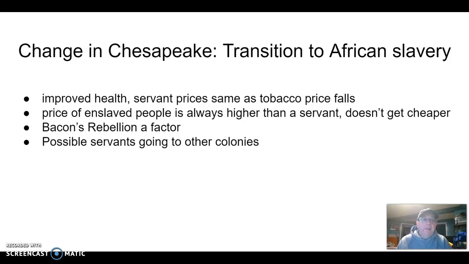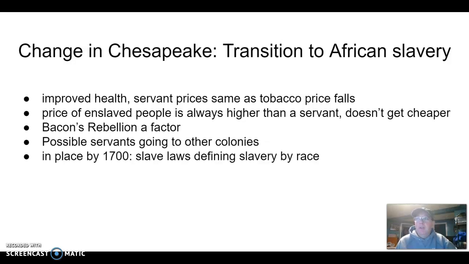But now there's Pennsylvania, there's New Jersey, there's southern colonies, New York. There's just other places you can go. So that also has a factor in the transition towards African slavery. And by 1700, or 1705, but we can round off, there are these slave laws in Virginia that define slavery by race.